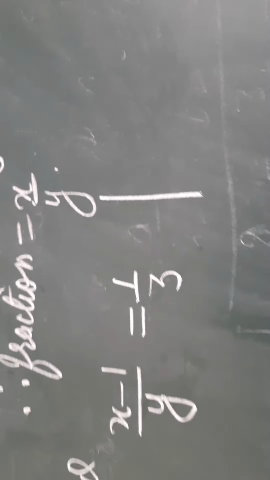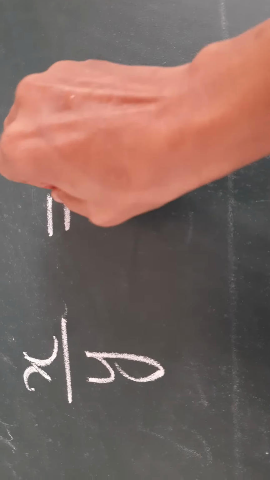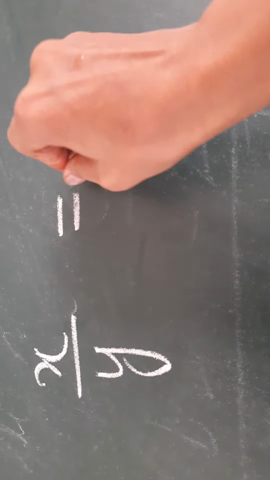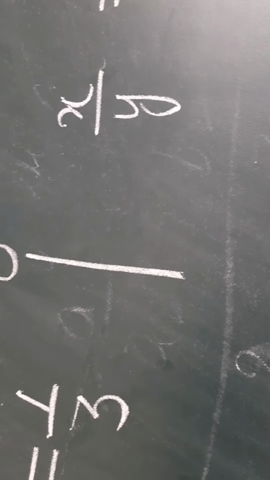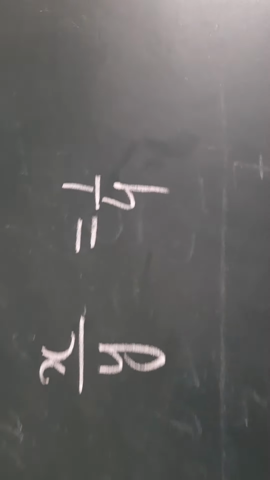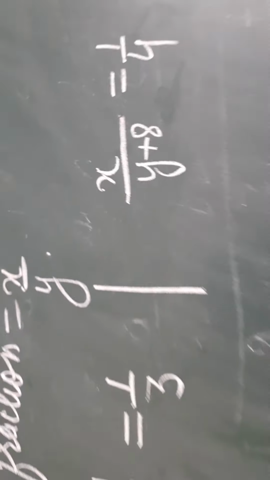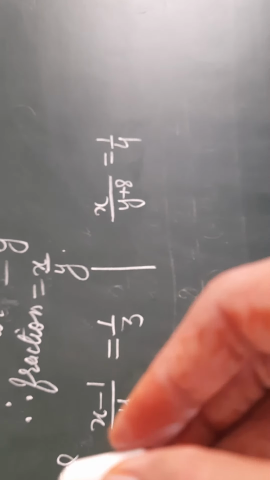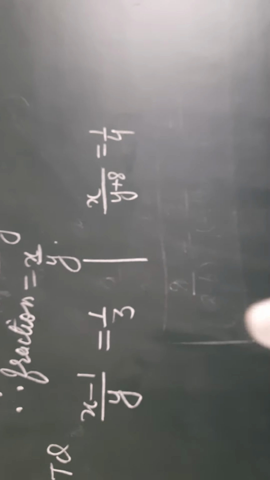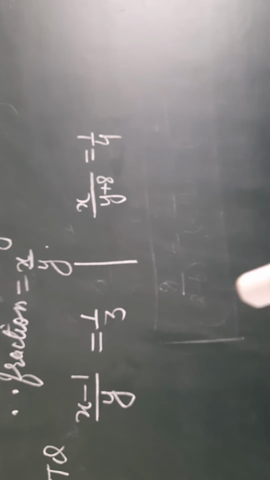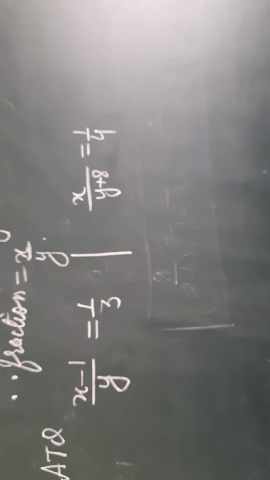Second equation, dear students: they said it becomes 1 by 4 if 8 is added to the denominator. In the second case the numerator will remain the same. So in this way you will get the two equations. Just cross multiply them and make them in the linear form and then solve by elimination method yourself.